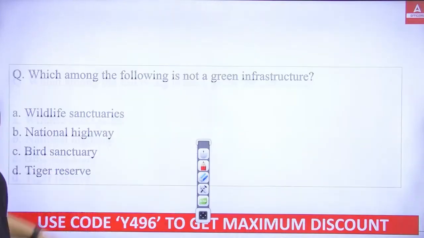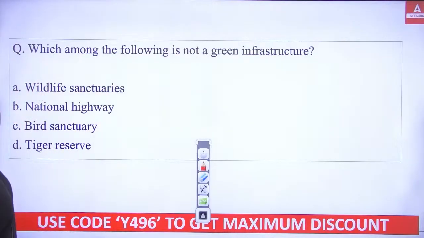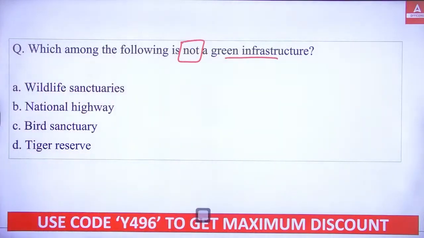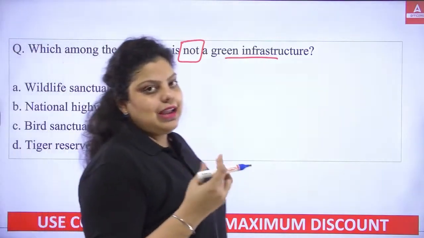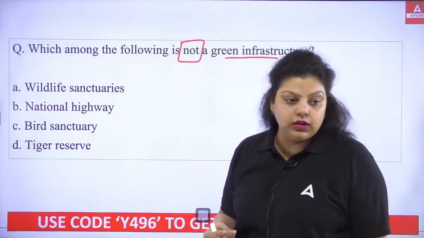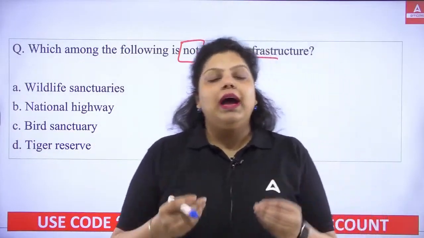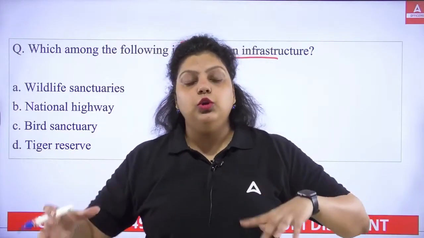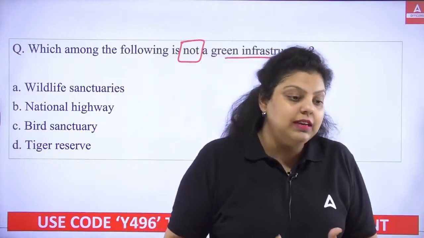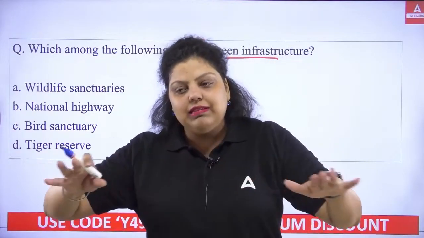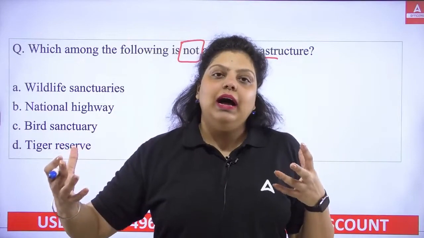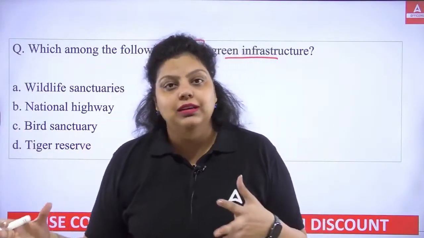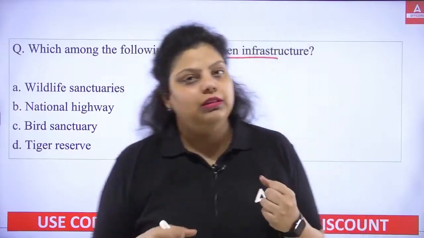Okay. Now the second question is asking, which among the following is not a green infrastructure? Green infrastructure is a kind of infrastructure which helps us to have a proper understanding of nature, or to understand the value of nature. So the kind of infrastructure which gives you the idea of how the environment helps us, or what value it has in our lives. That's what green infrastructure is.